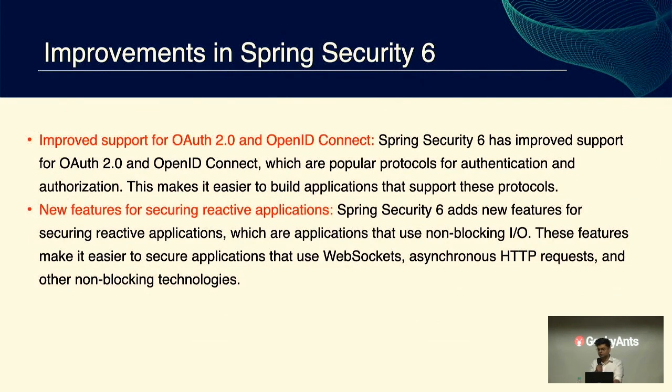This is improved support for OAuth 2.0 and OpenID Connect. Spring Security 6 has improved the support for these two authentication processes, where OAuth 2.0 is mostly the Google authentication. Suppose you want to authenticate yourself from a different source rather than going with Spring Security or the normal flow, you can do that too.